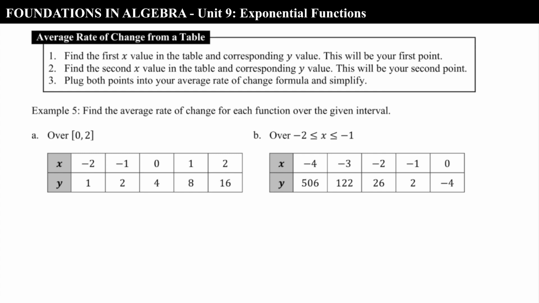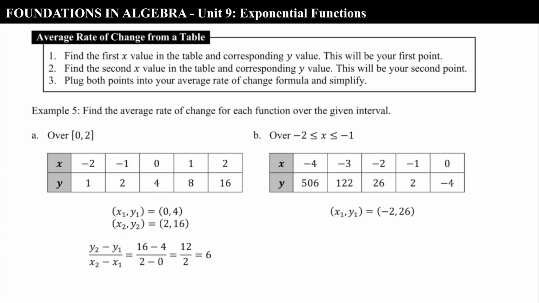So this is basically just read the values off the table. x1, y1 is going to be (0, 4), because 4 is the y that's with the 0 in the table. For 2, 16 goes with it. So you got your 2 points, you plug them in, subtract the top and the bottom, you get 12 over 2, and that gives you 6. For b, negative 2 has 26 with it, negative 1 has 2 with it. You plug those in, evaluate the top and the bottom, and you end up with negative 24. So doing this with a table, considerably easier.